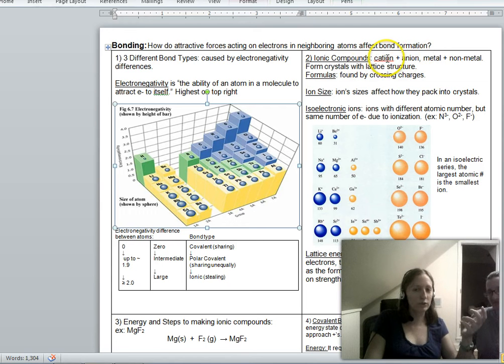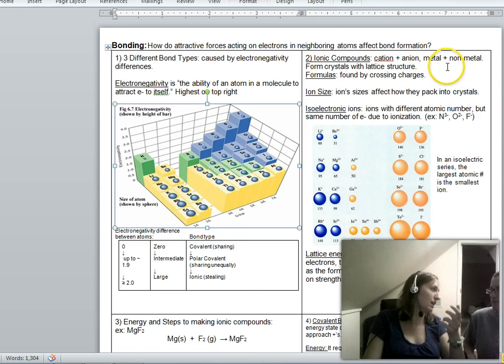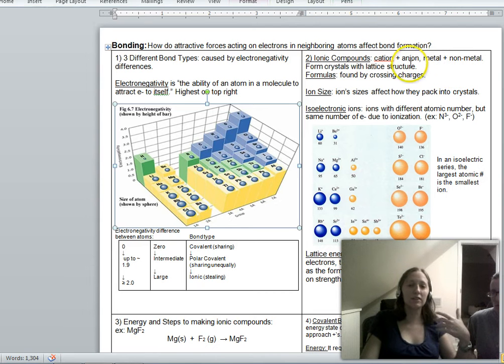The cation is formed generally by the metals because the metals don't love their electrons, so they give them away happily. The anions are formed by the nonmetals, and they suck up electrons like nobody's business. And that's generally a metal and a nonmetal. However, you can get the polyatomic ions, and then you can say, well, ammonium is not technically a metal. Okay, fine, it's still a cation. And the ionic compounds are known for forming crystals, beautiful little pretty crystals, with a lattice structure.